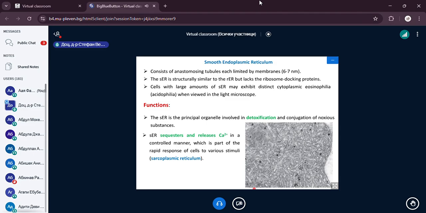And now let's briefly discuss the structure and functions of the smooth endoplasmic reticulum. That's again an electron micrograph showing part of the same liver cell, hepatocyte, but this area is enriched in cisterns of smooth endoplasmic reticulum.